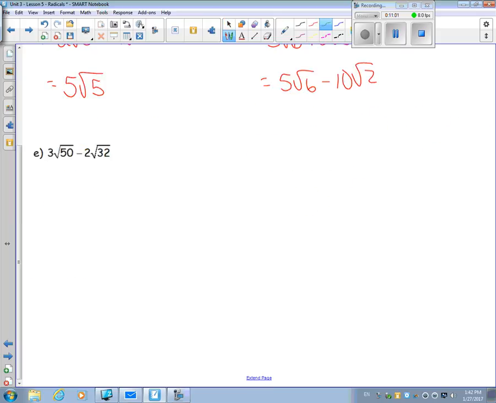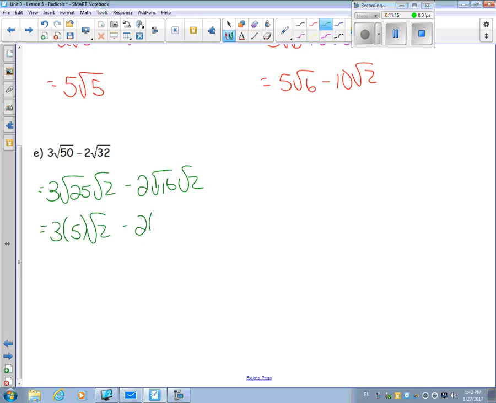All right, last one of these. Oh, we can't put 50 and 32 together, obviously, so we've got to break them down. So 3 root 25 root 2, 2 root 16 root 2. That gives us 3 times 5 times root 2 minus 2 times 4 times root 2, or 15 root 2 minus 8 root 2, which comes up to 7 root 2.